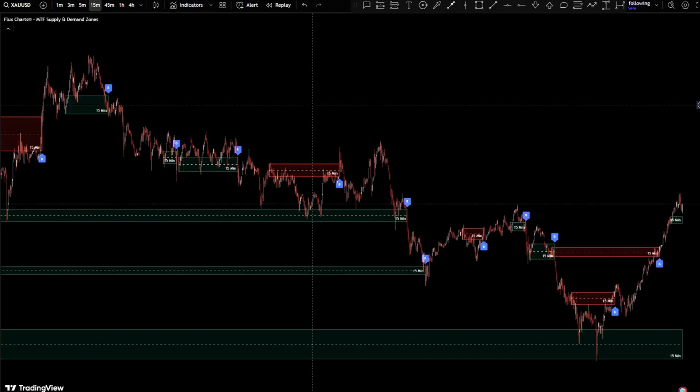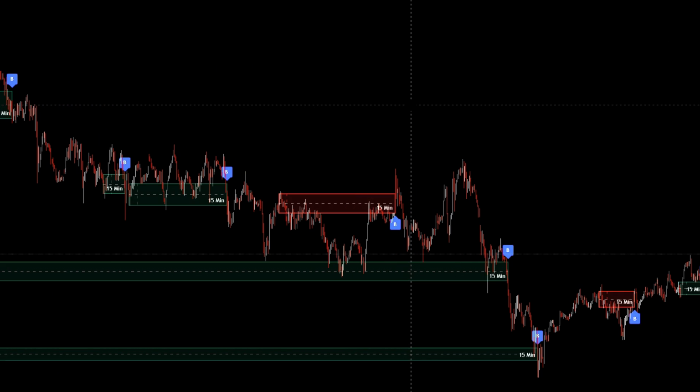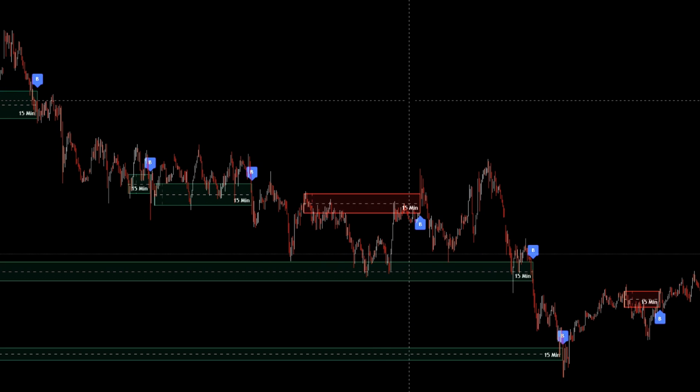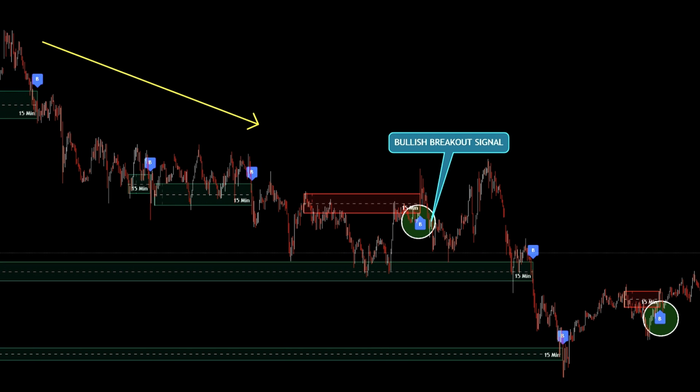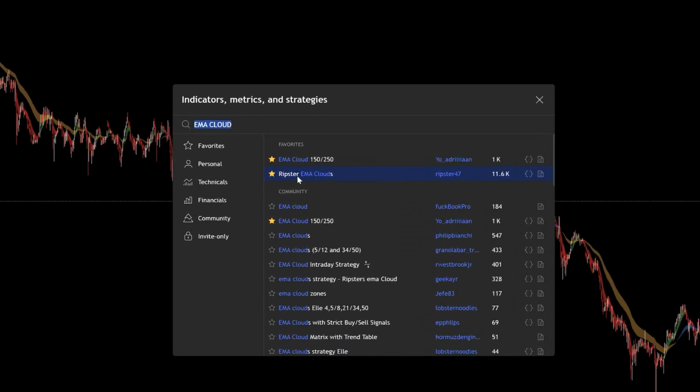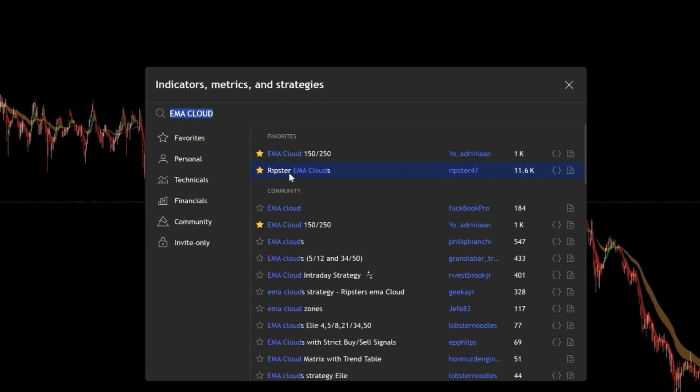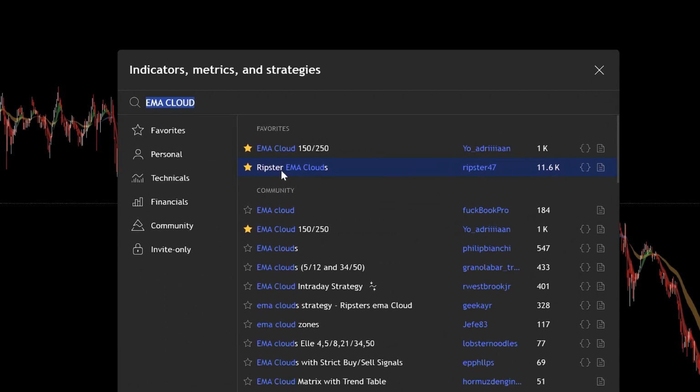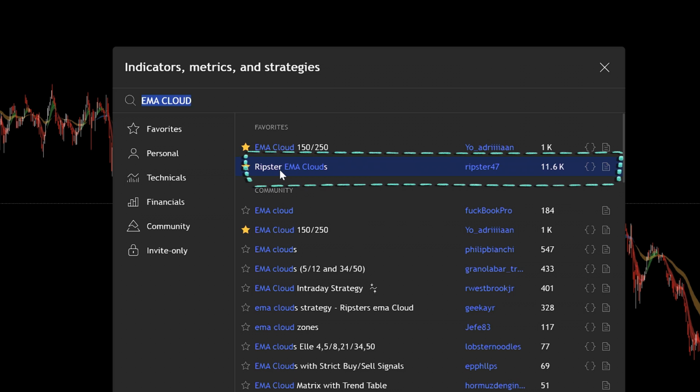But wait a second, the indicator is fantastic on its own, but there's one simple way to make it even more powerful, especially for growing a small trading account. How? By adding a super straightforward free TradingView indicator called EMA Cloud. Don't skip this part, it's essential for confirming trend direction. So just jump back to TradingView, go to indicators, type in EMA Cloud and grab the Repster EMA Clouds from the results. This creates those cool color ribbons like a cloud above or below your candle.